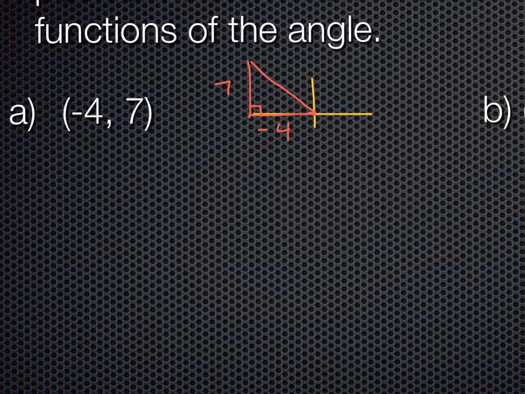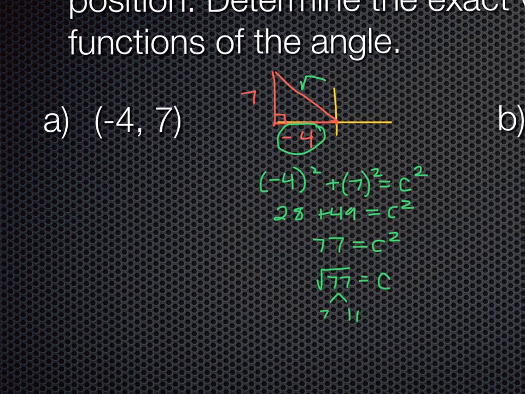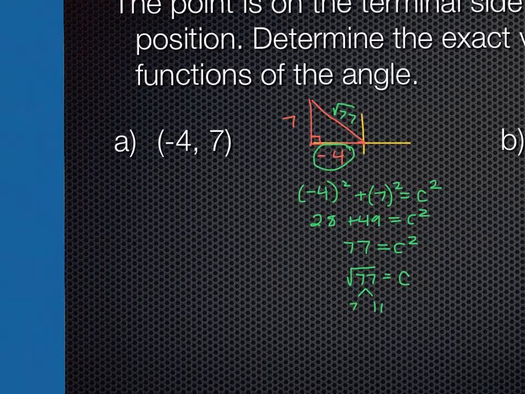This time there's no triple, so I have to use a squared plus b squared equals c squared. I don't have to worry about the negative because when I square it, it will always turn positive, but if you want to take it, you can. So a squared plus b squared equals c squared, c being the radius. 16 plus 49 equals c squared. 65 equals c squared, and c equals the square root of 65.